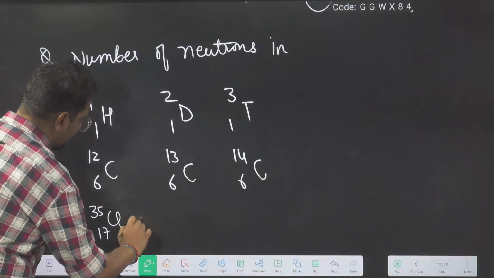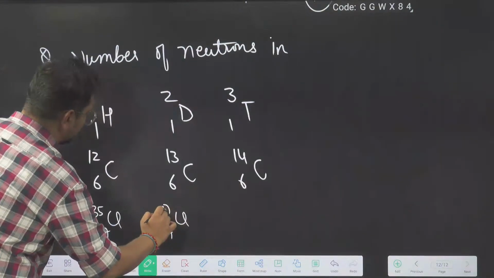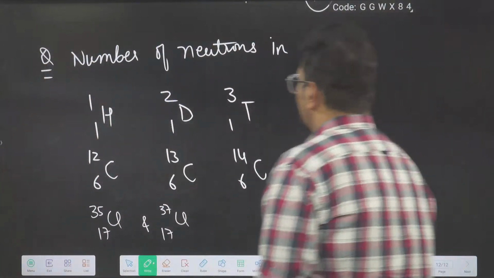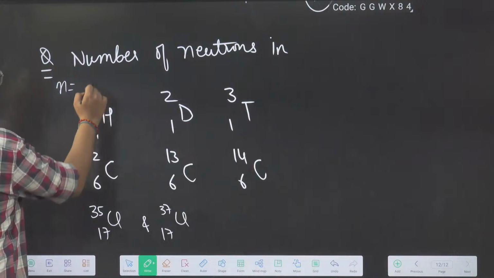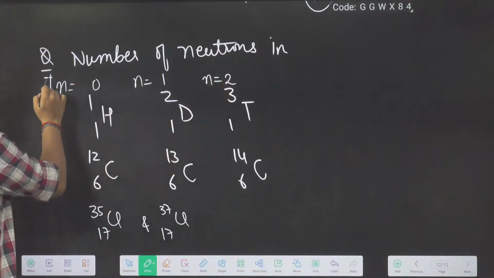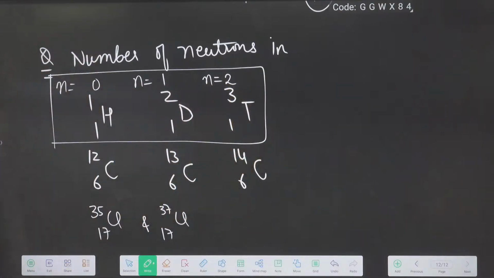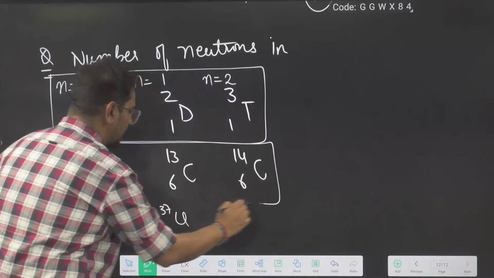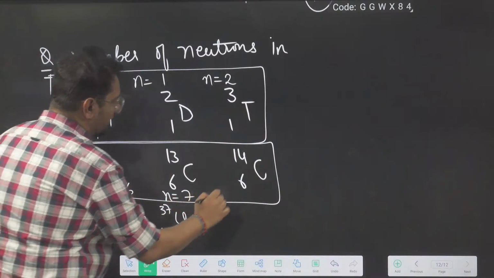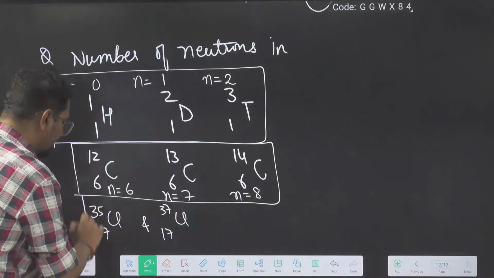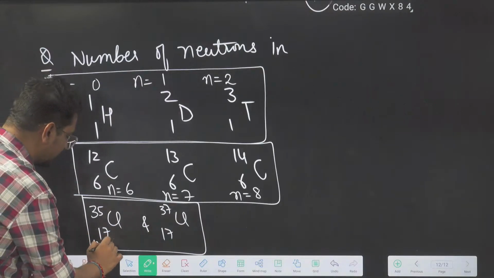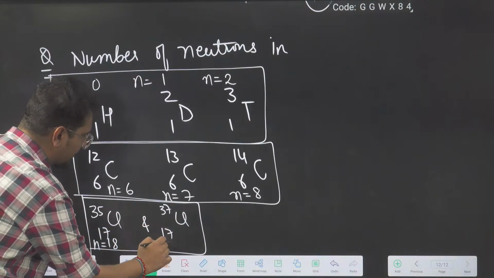And 17Cl35 and 17Cl37. So, sir, the number of neutrons here is 1 minus 1, 0. Here 2 minus 1, 1. Here 3 minus 1, 2. For these three, the answer is 0, 1, 2. Now, for these three, the number of neutrons are 12 minus 6, 6. 13 minus 6, 7. 14 minus 6, 8. For these two, the number of neutrons are 35 minus 17, 18, and 37 minus 17, so 20.